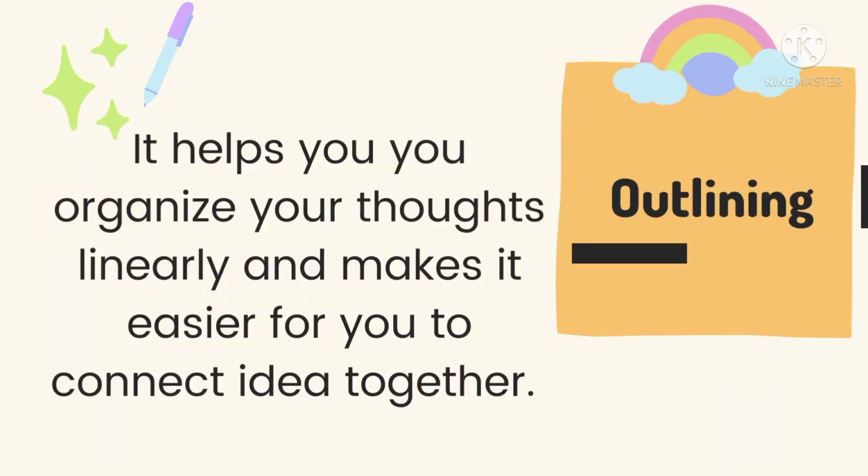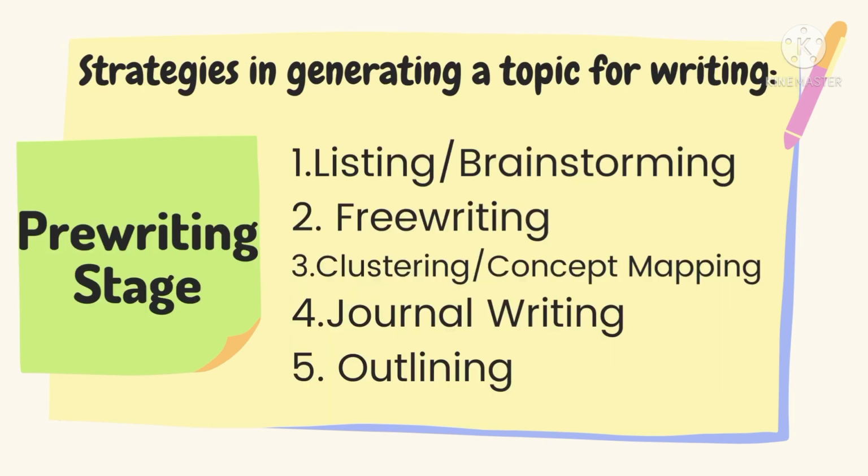And finally, the last strategy in generating a topic for writing is outlining. Outlining is listing down ideas from broad to narrow or from general to specific. It helps you organize your thoughts linearly and makes it easier for you to connect ideas together. Again, those are different strategies that you can try in generating a topic for writing, and that is the first step in the writing process. Pre-writing is the planning stage.